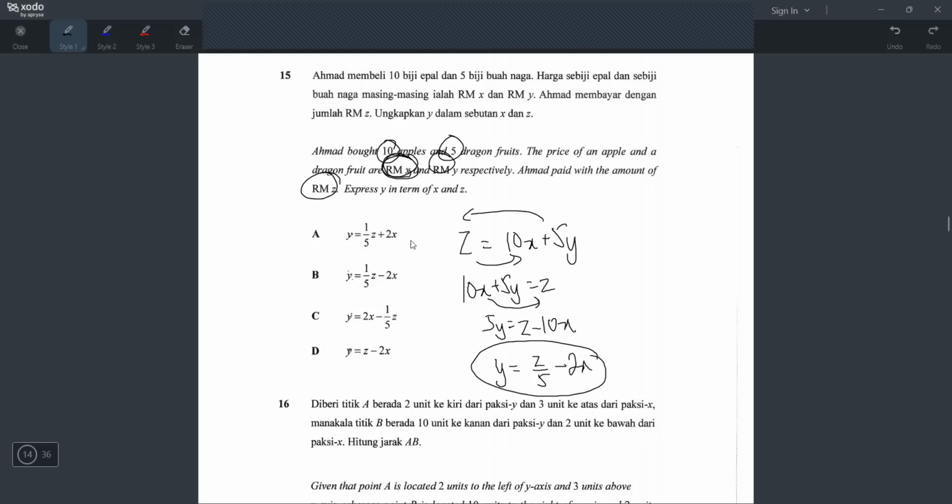So A, B, C, D, no. This one also wrong. This one, Z, even more wrong. So I think it's B, right? Yeah. So 1 over 5 Z and Z over 5 are the same thing, right? So this Z over 5, we can also write it like this, 1 over 5 Z. Because when we write the Z in the middle, it means the one on top. So 1 over 5 times Z is the same as Z over 5, so the answer is B.